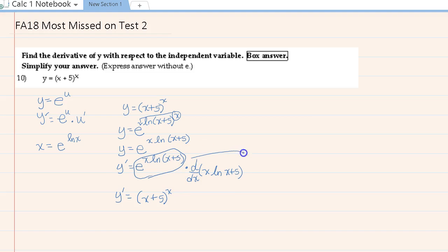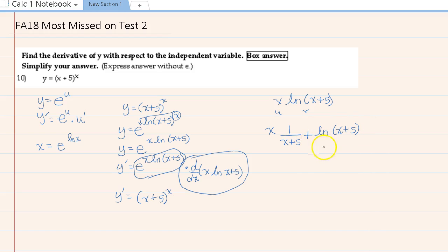And then now we just need to go find this derivative right here. So let's do that over here. So we're going to have x times the natural log of x plus 5. Notice that this is a product. We're going to use this as u and this as v. So when we're finding our derivative, we're going to have u times the derivative of v, which is going to be 1 over x plus 5, plus v, which is the natural log of x plus 5, times the derivative of u, which is 1.